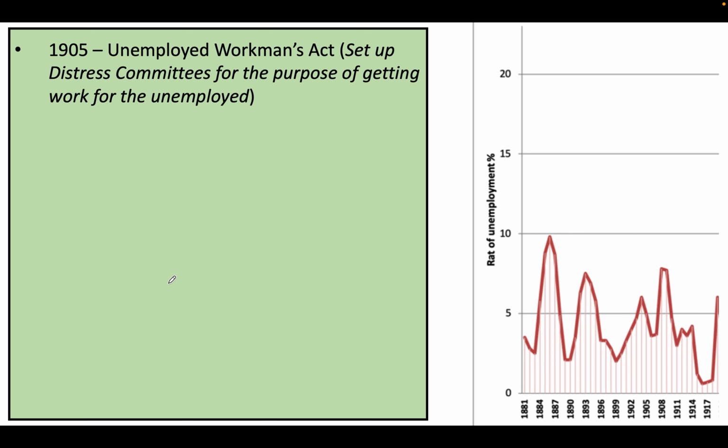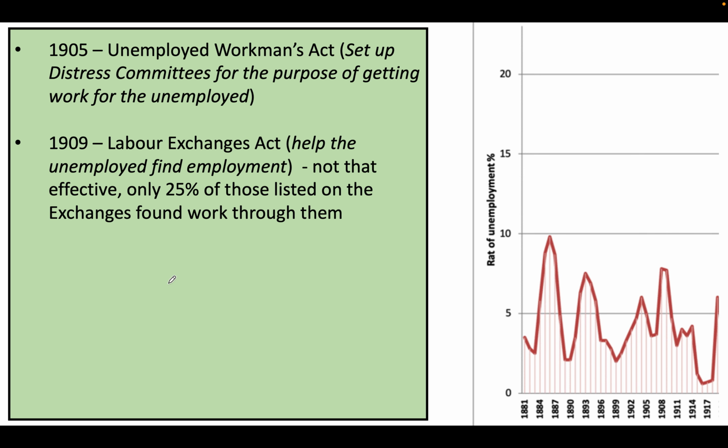In terms of the working man, we have the labour exchanges. Think about them as like an early 1900s job centre. The intention here is to match unemployed men with jobs that might be suitable to them. The problem is, this doesn't work because only about 25% of people who access the labour exchanges actually find a job through them, which means 75% of people do not find a job through them. It is a fundamentally unsuccessful piece of legislation.